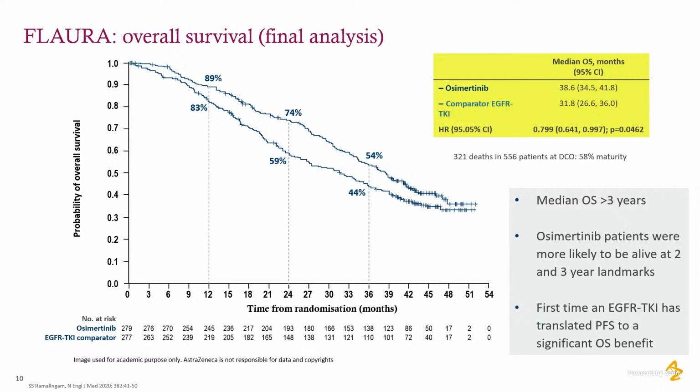The overall survival final analysis showed a median overall survival with osimertinib of 38.6 months as compared to 31.8 months with the comparator EGFR TKI. Definitely, there were many patients who crossed over to osimertinib after developing the T790M mutation. So median overall survival was more than 3 years. Osimertinib patients were more likely to be alive at the 2 and 3 year landmarks. This is the first time an EGFR TKI has translated progression-free survival into an overall survival benefit.